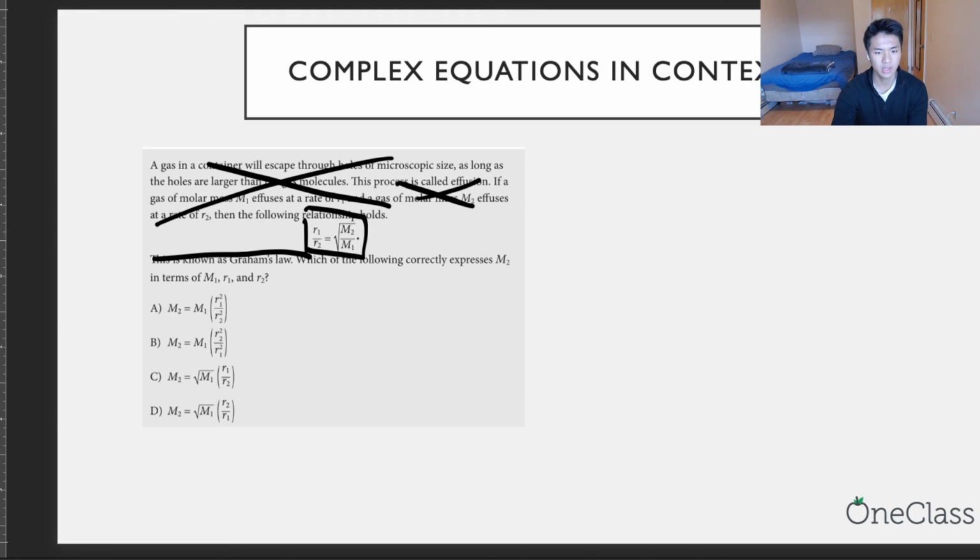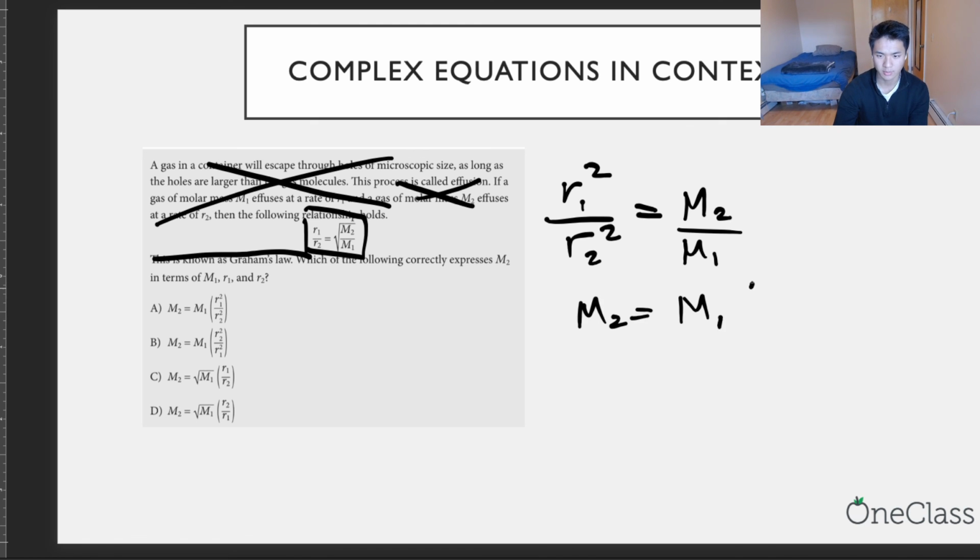So how do we do this? The first thing we're going to do is square both sides, right? We want to get M2 out of the radical. So we get R1 squared over R2 squared is equal to M2 over M1. And the last thing we would do is just multiply M1 on both sides. So we get M2 equals M1 times R1 squared over R2 squared, right? And we want to match that up with one of the answer choices. Taking a look at the answer choices we're given, it's answer choice A: M2 equals M1 times R1 squared divided by R2 squared.